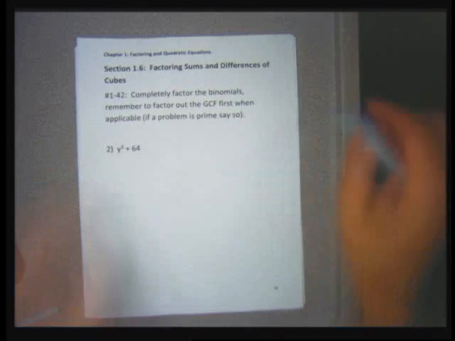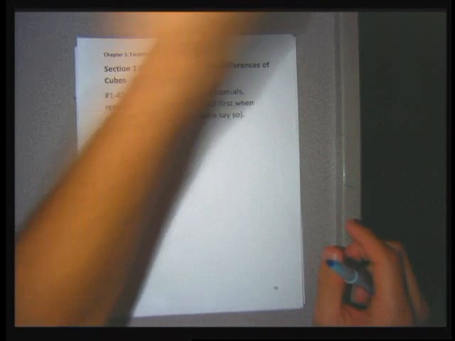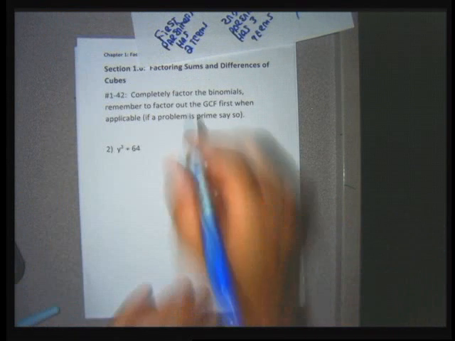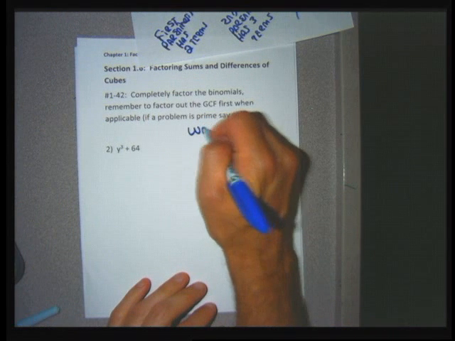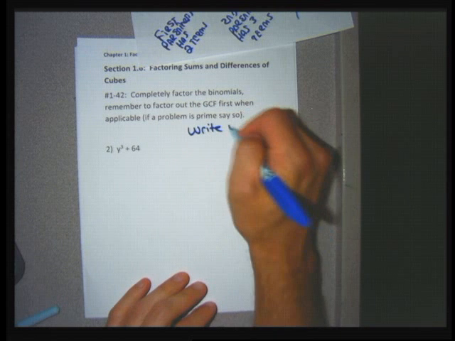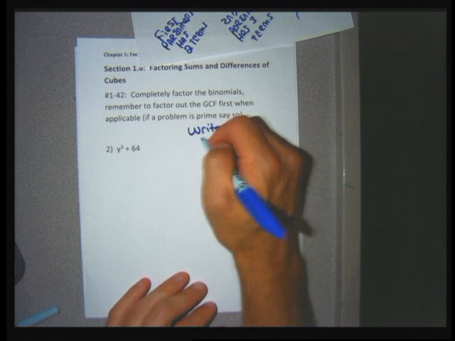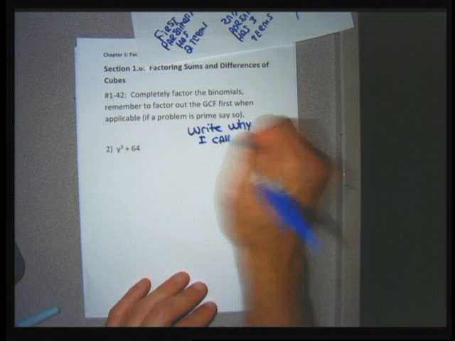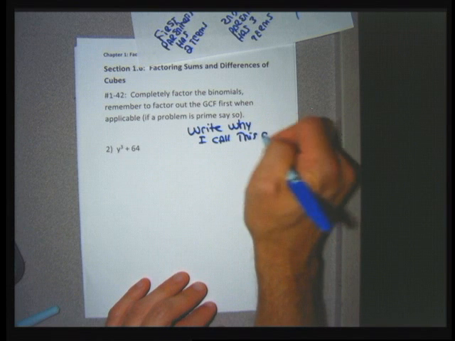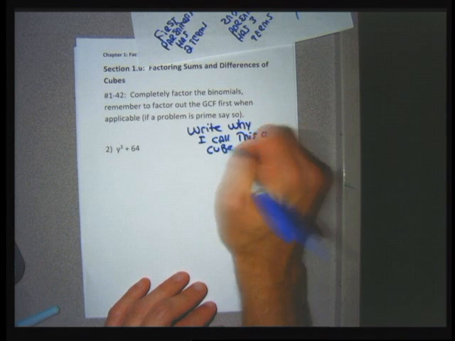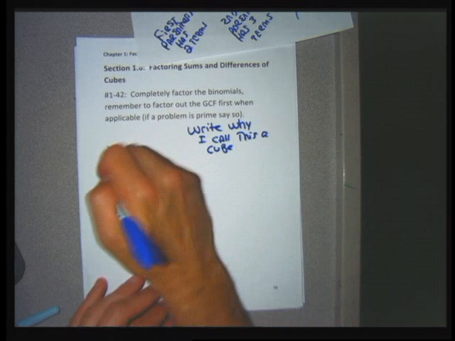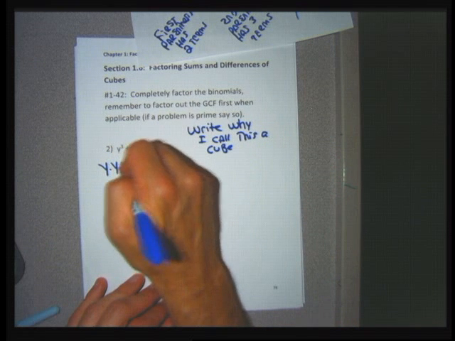So, first problem in this section, y cubed plus 64. That's a sum of cubes. And what I'm going to do first is write why I call this a cube. I call it a cube because y cubed can be written as y times y times y. And something's a cube if it can be written as 3 identical things being multiplied.